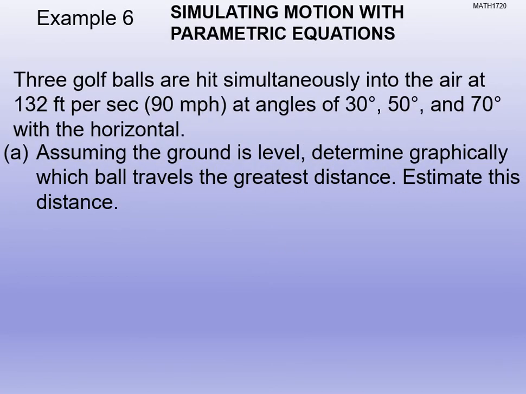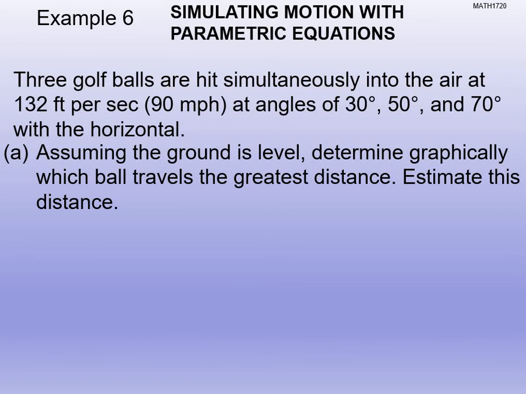So if we have a different one, we have 3 golf balls that are hit simultaneously into the air at 132 feet per second at angles of 30, 50, and 70, all right? So we're going to assume the ground is level to determine graphically which ball travels the greatest distance here, okay? So we got to know what those different things are. Well, those are our thetas. Our 30, 50, and 70 are our thetas, and we know that 132 feet per second is our velocity.